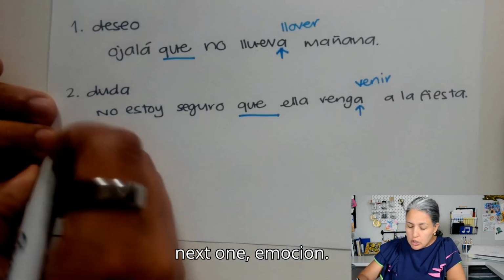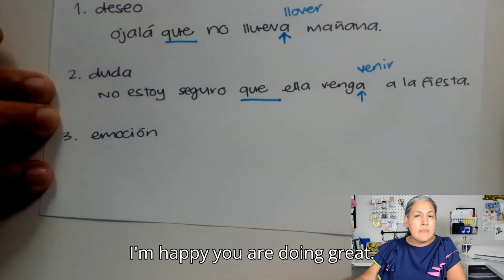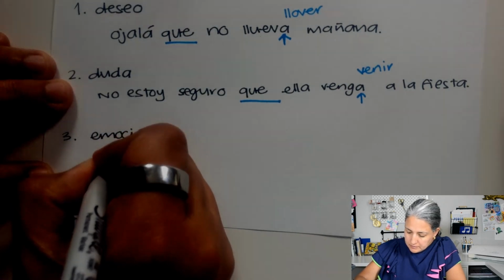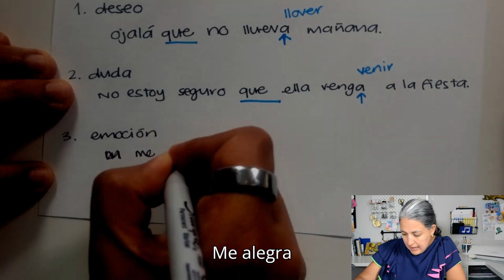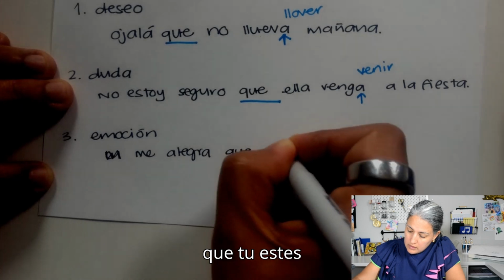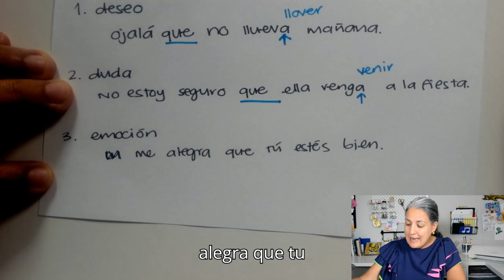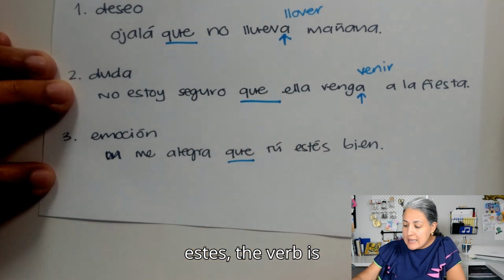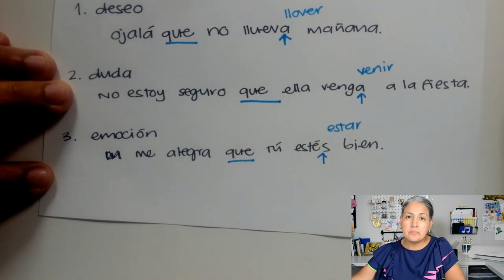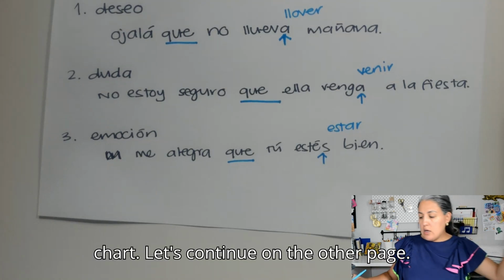Then the next one, emoción. I'm happy you are doing great. Me alegra que tú estés bien. Me alegra que tú estés, the verb is estar, bien. Yes, we're using the opposite chart. Let's continue on the other page.